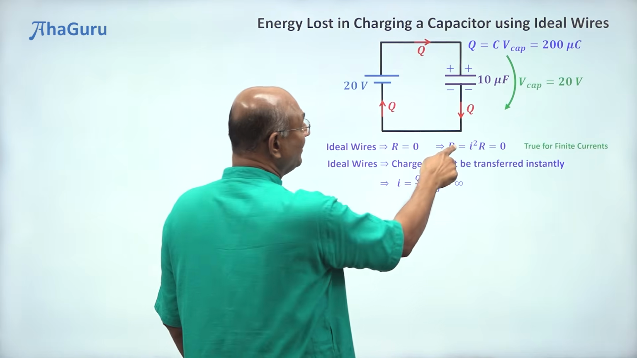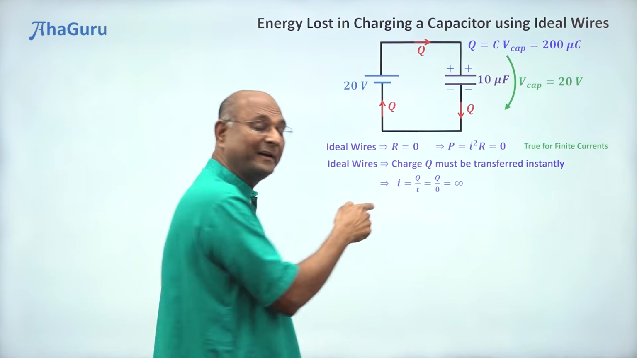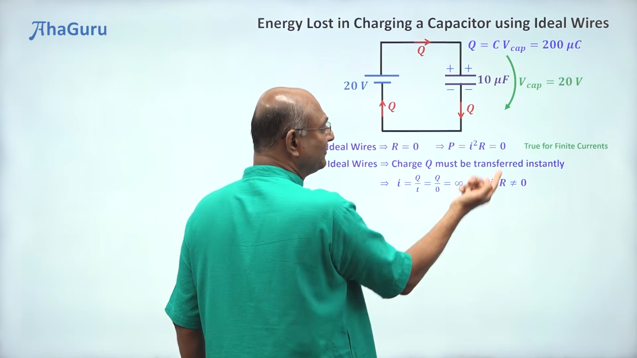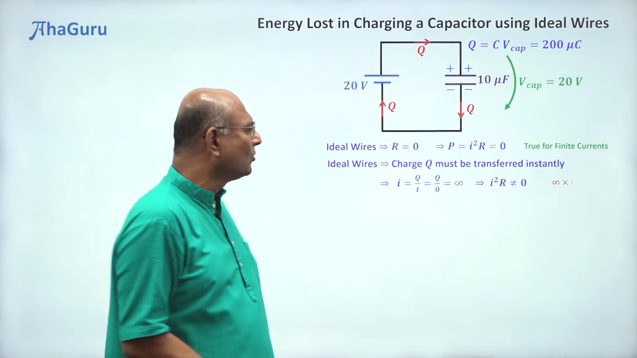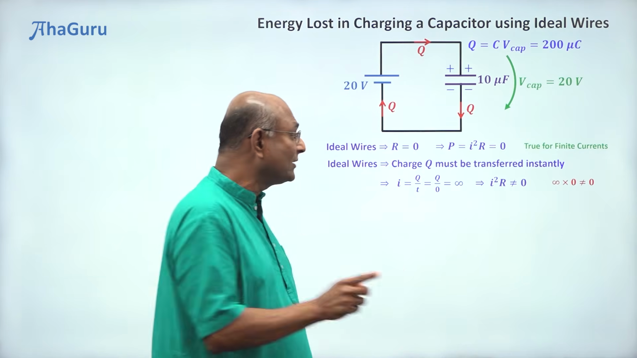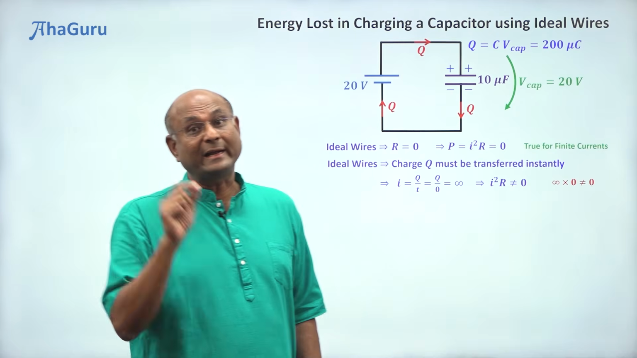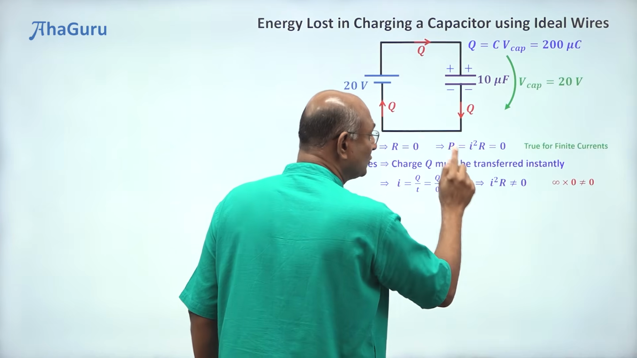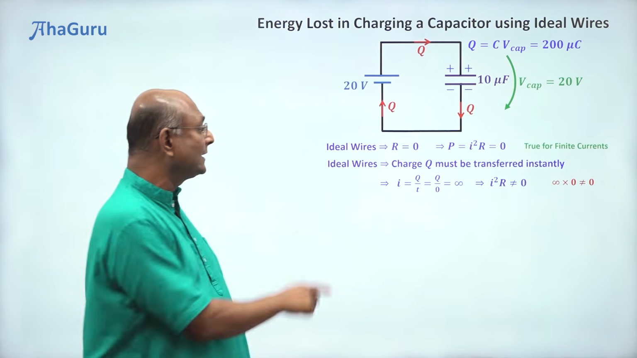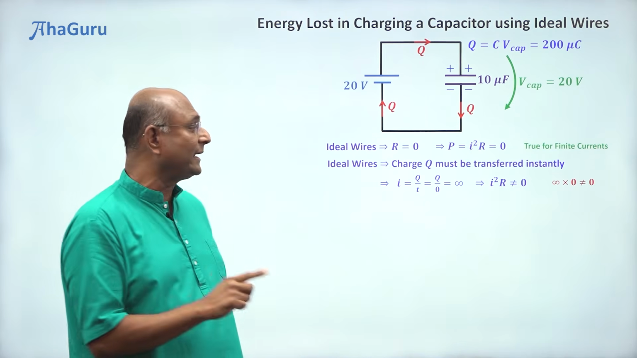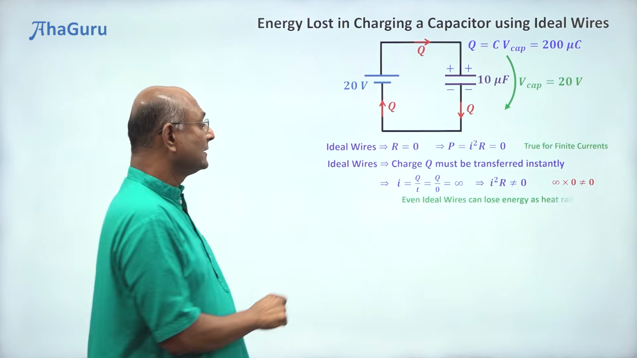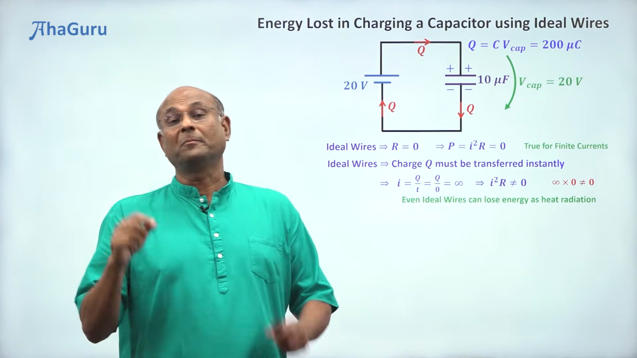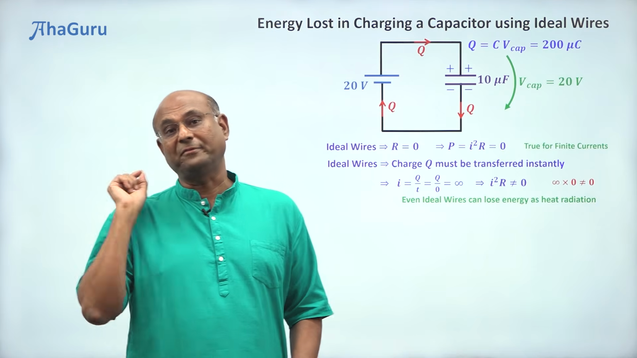So what? Well, the power I square R will be infinity square into 0, which is basically infinity into 0. But infinity into 0 is not 0. It is an indeterminate quantity. It can take on any value. So I square R is not 0 because the current is not finite, it is infinite. So please remember that even ideal wires can lose energy as heat radiation because the current can become infinite.